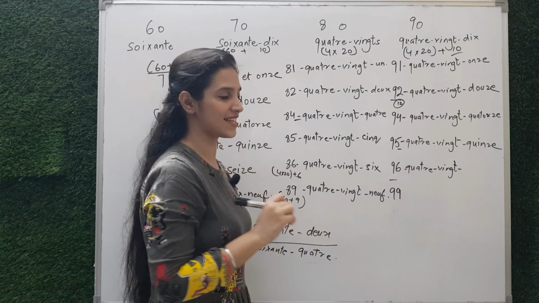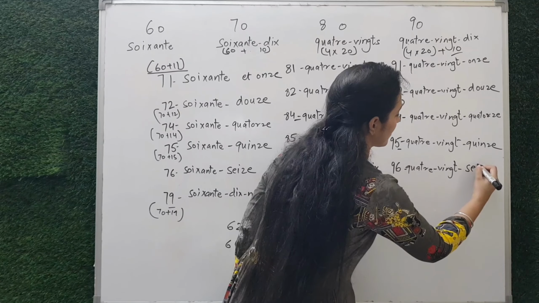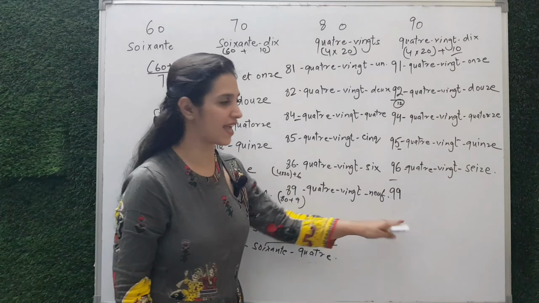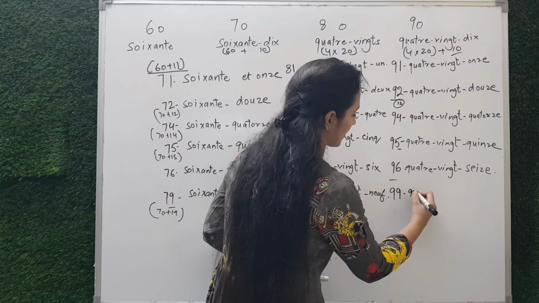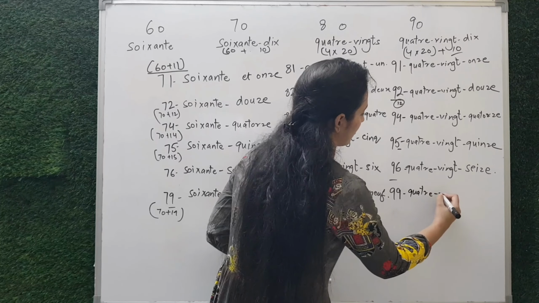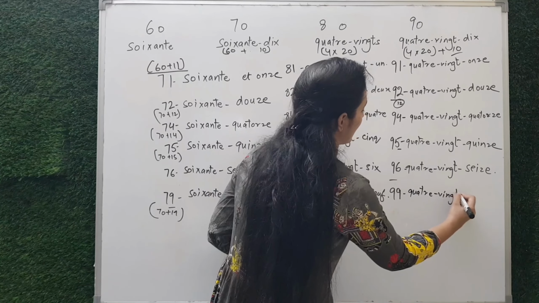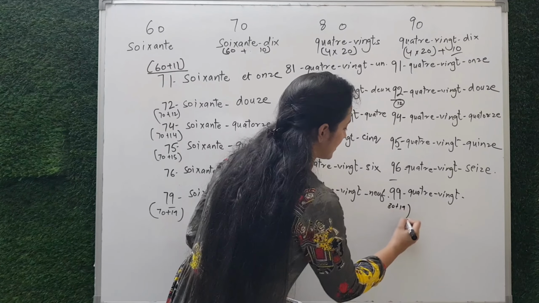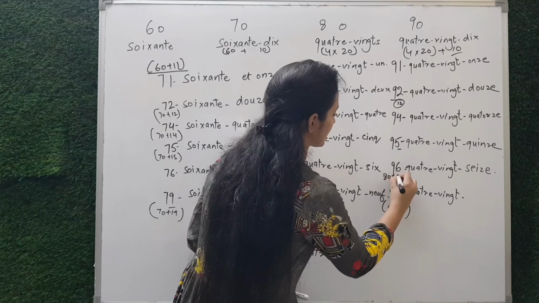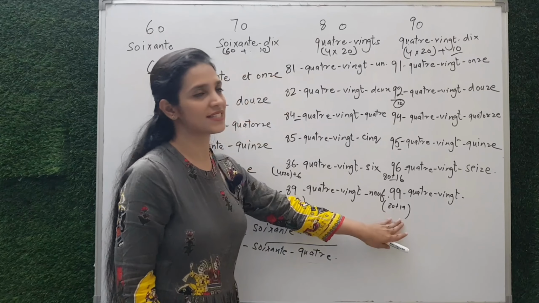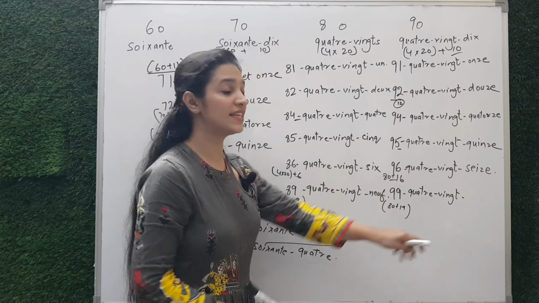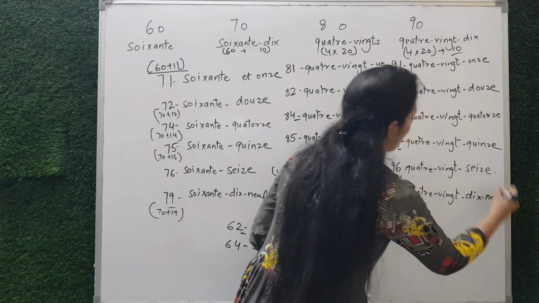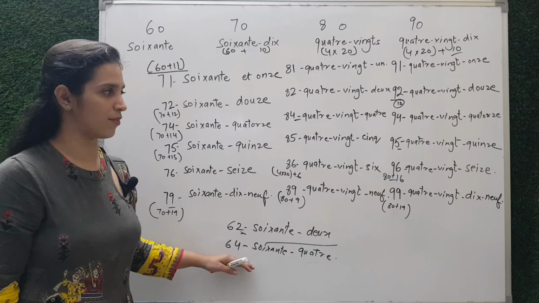96. Quatre-vingts. What is 16? It is seize. Quatre-vingts, seize, right? And the last one is 99, which is quatre-vingts. What is 19? 80 plus 19. Quatre-vingts, dix-neuf. So these were the numbers.